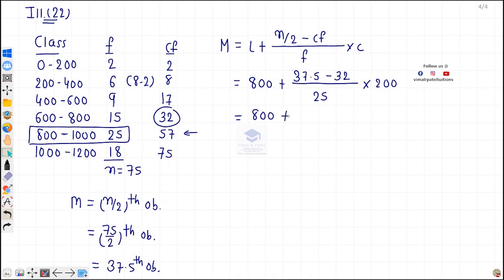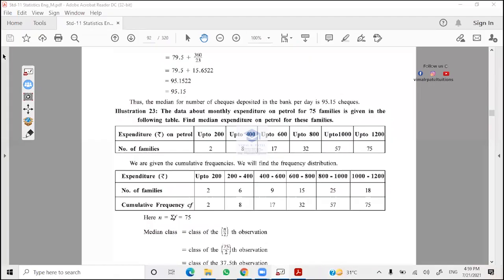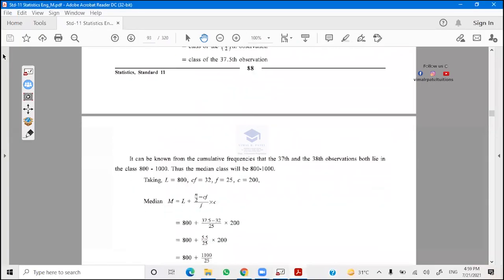So 37.5 minus 32 into 200 divided by 25 is 44. So the answer is 844 rupees. 844 rupees. Clear? So always convert more than or less than into ordinary form first.